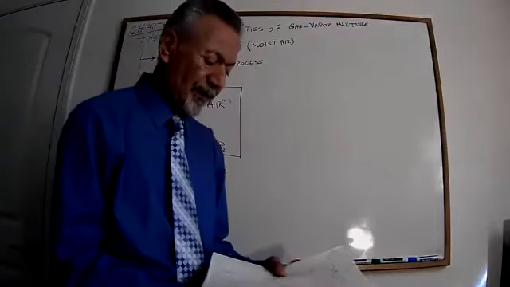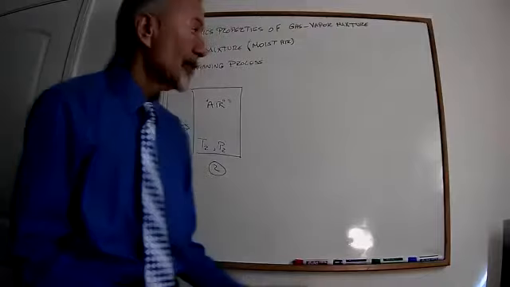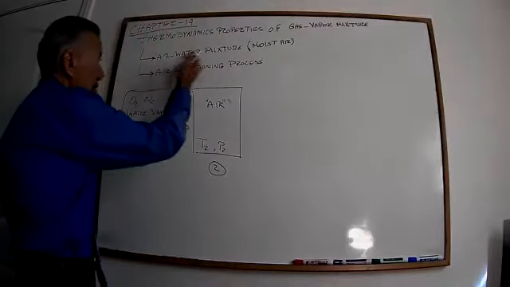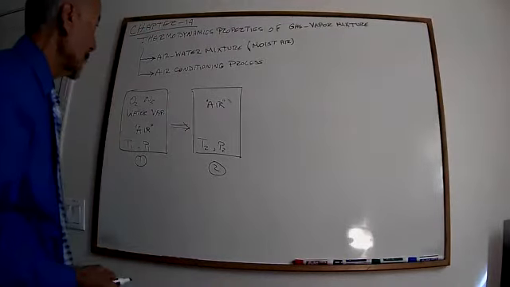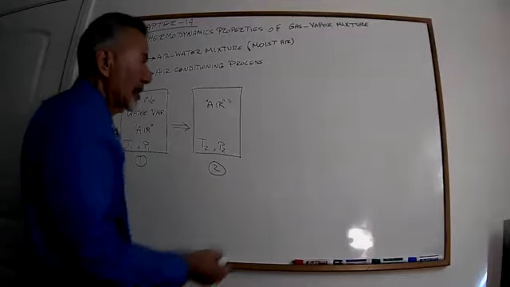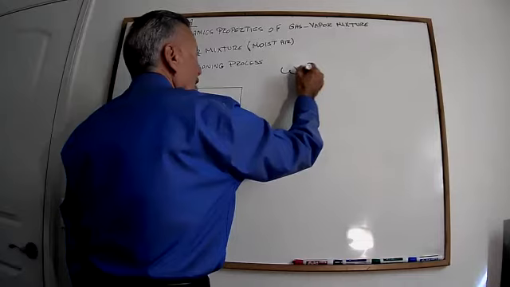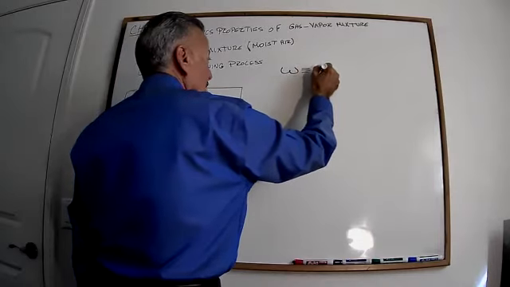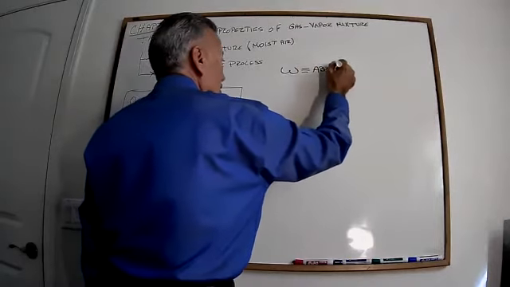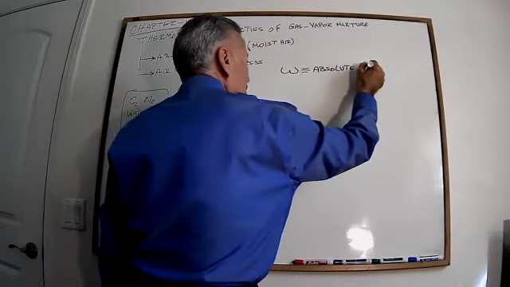Now, some of the parameters that we have when it comes to a mixture of air and water: one is what we call omega. Omega is defined as absolute humidity.